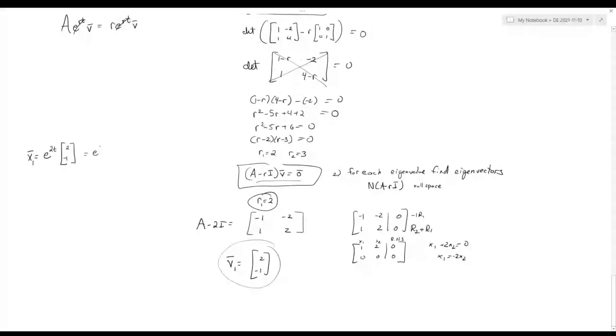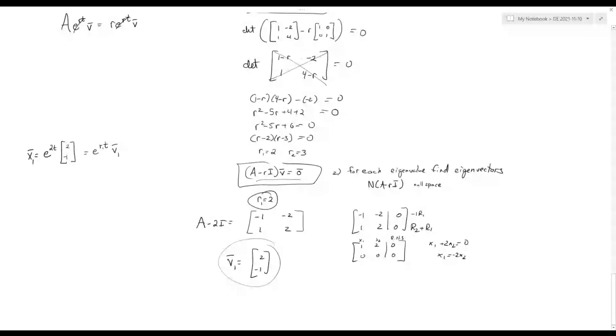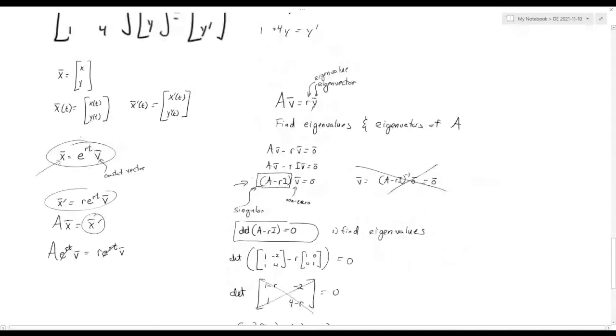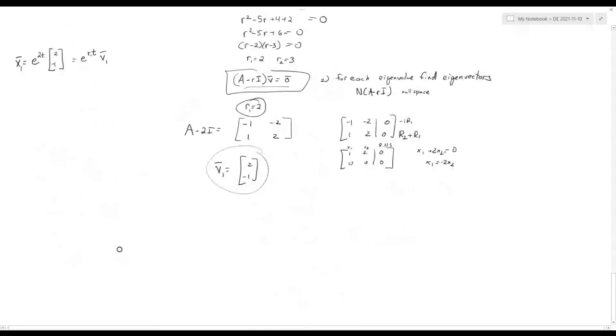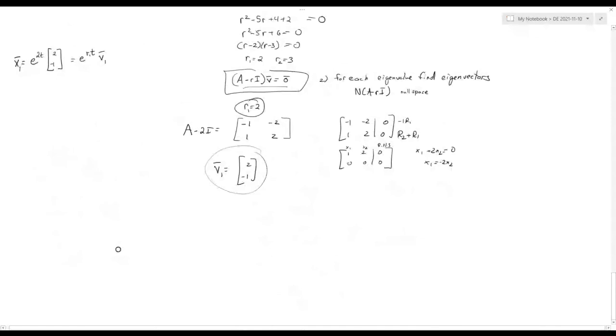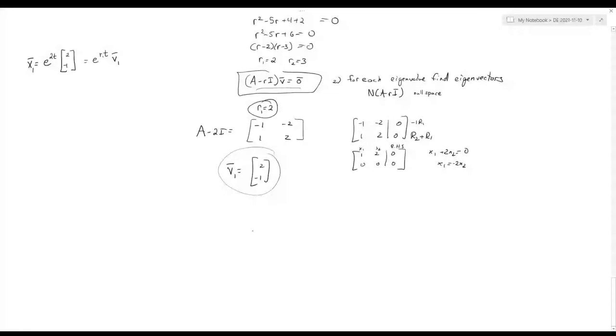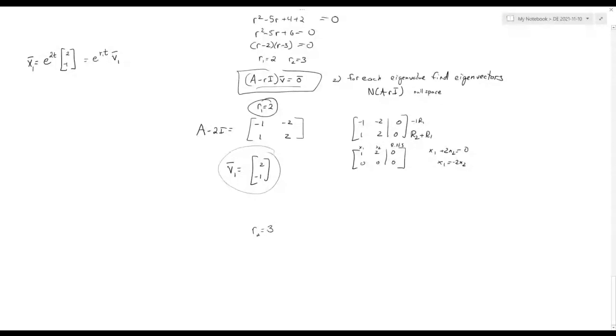Oh wait, that is the x bar. That's the very beginning assumption that we're looking for solutions that look like this. What is the r value? The r value is an eigenvalue of matrix A. Yes. So then we have to go to the next eigenvalue, which is 3, and find the corresponding eigenvector.